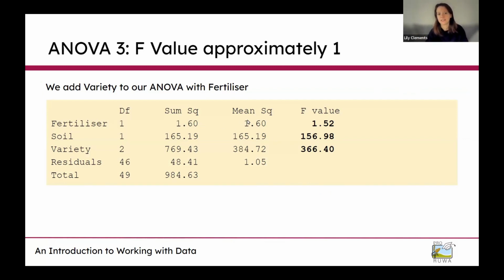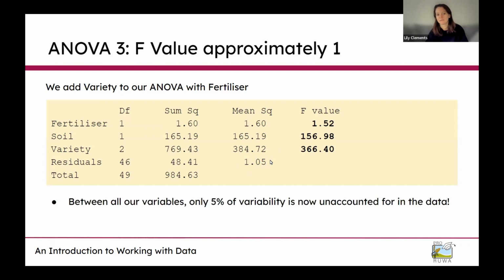And that's not because of anything other than that, if we look at our sum squares residuals, it is now much smaller, because the sum squares for the other three are much higher, mainly because we've now added in variety, which accounts for 769.43. This means that our sum squared residuals is now much smaller. We still divide that by our 46 degrees of freedom, which means that our mean squared error is much smaller, which means that our F values are much bigger because we're dividing them by a smaller value here.